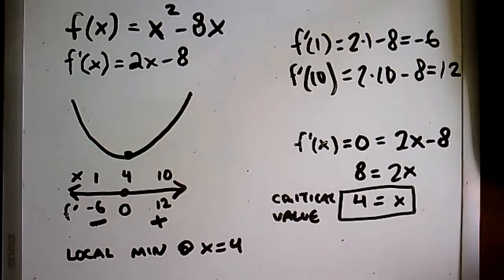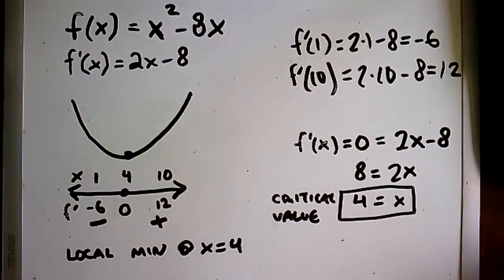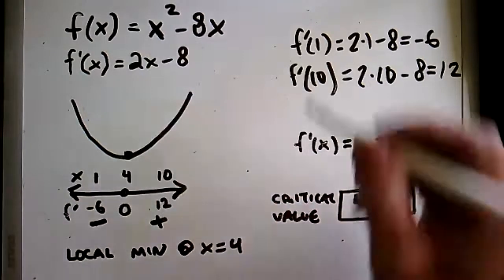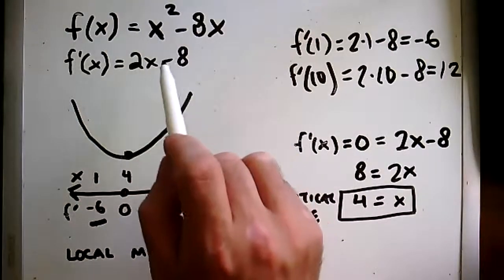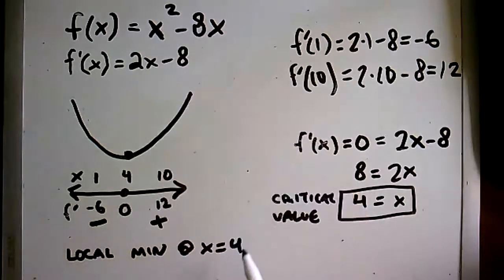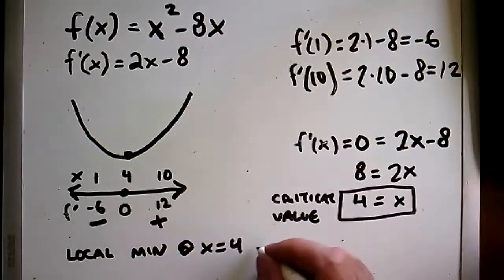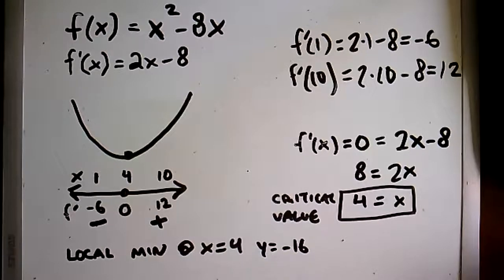And I want to find out what that minimum is. I forget what the problem asked us. This tells us where it occurs. So all right, it's going to happen at x equals 4. But I also want to know what that minimum y value is. So I can find that just by plugging x equals 4 into our original equation. So what is f of 4? F of 4 is 4 squared, so 16, minus 8 times 4, so minus 32. So y equals, I think, negative 16. That's our ordered pair, 4 comma negative 16 is the local minimum.